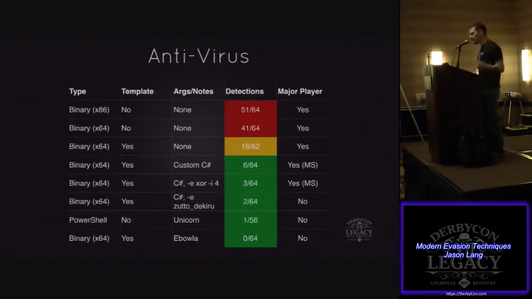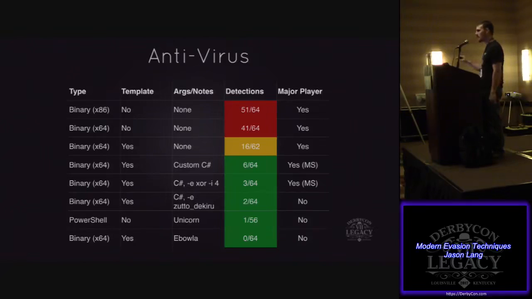If we take a standard 32-bit binary, the dumbest of the dumb, and send it to VirusTotal, we end up with 51 of 64. That's actually pretty good. It means you're getting busted. The major player column on the end means that one of those major players I just discussed actually picked up the payload. We want to see that, right? As defenders, that's what we want.